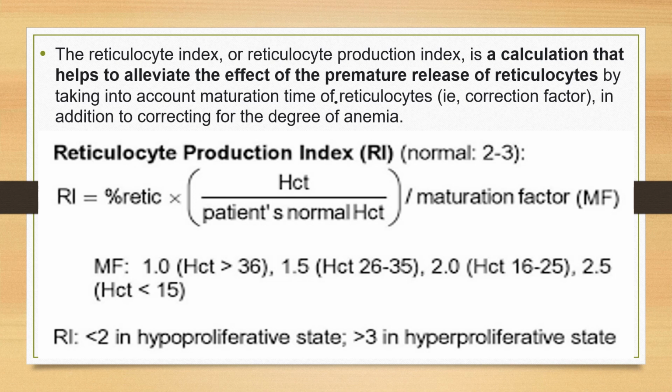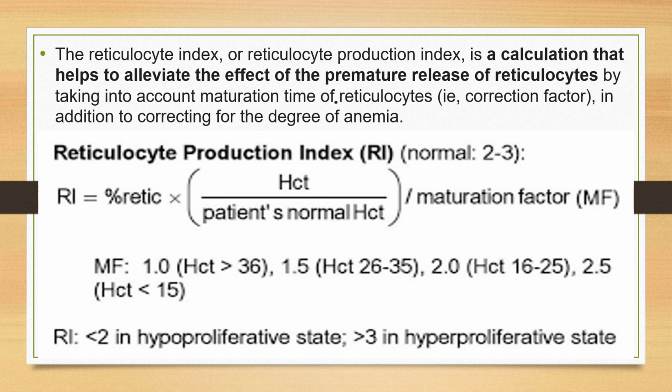It is used to alleviate the effect of premature release of reticulocytes by taking into account the maturation time of reticulocytes, in addition to correcting for the degree of anemia. So the retic index is calculated as the percent of reticulocytes from the laboratory times the hematocrit of the patient, divided by the expected normal hematocrit for that age and gender, times the correction factor or maturation factor.